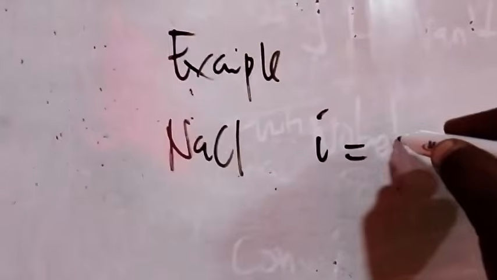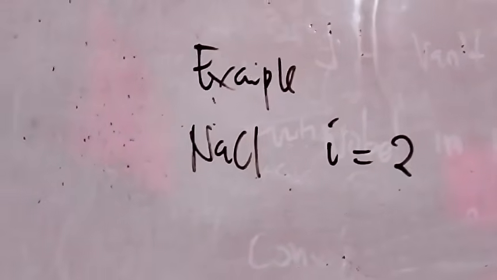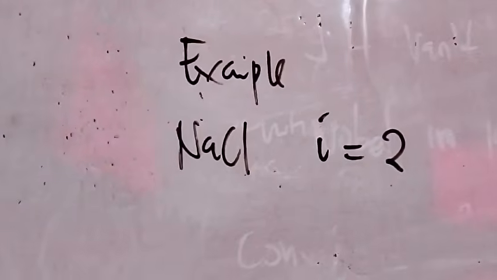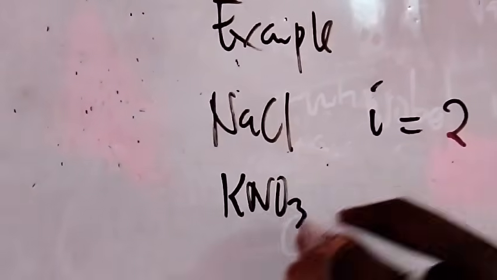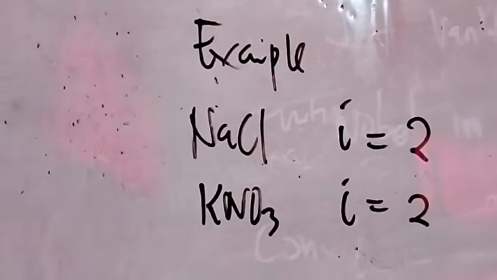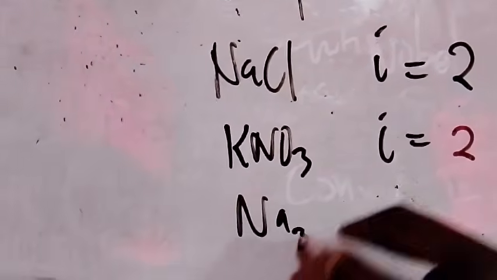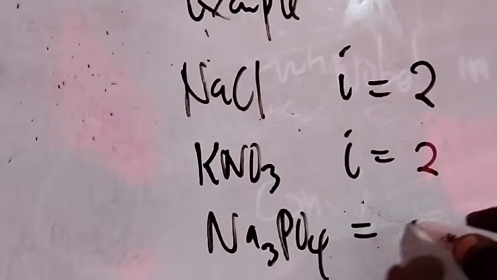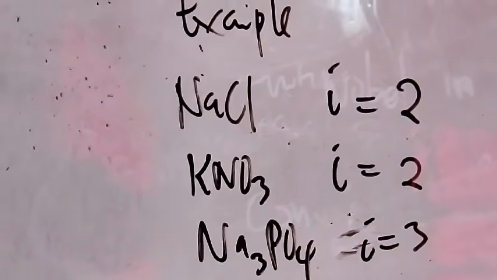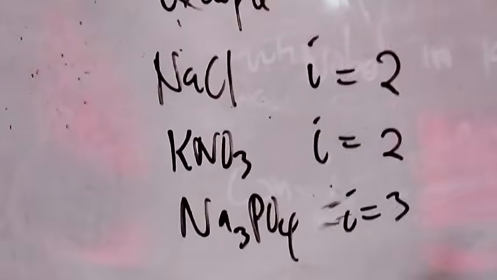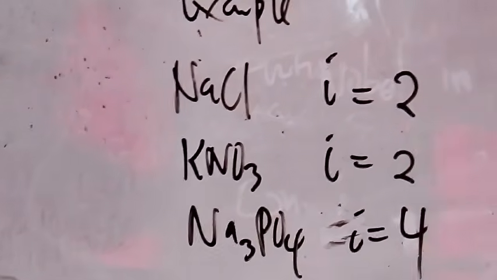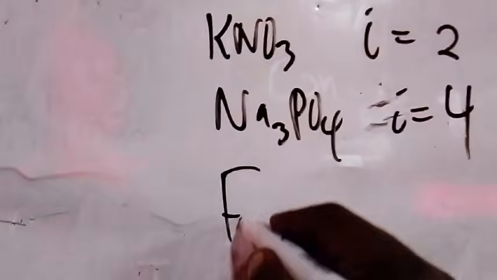We have sodium chloride, I is equal to 2. Then potassium nitrate, I is also equal to 2. Then sodium phosphate, I is equal to 4, since there are 4 ions. Then for iron(III) phosphate, I is equal to 5.